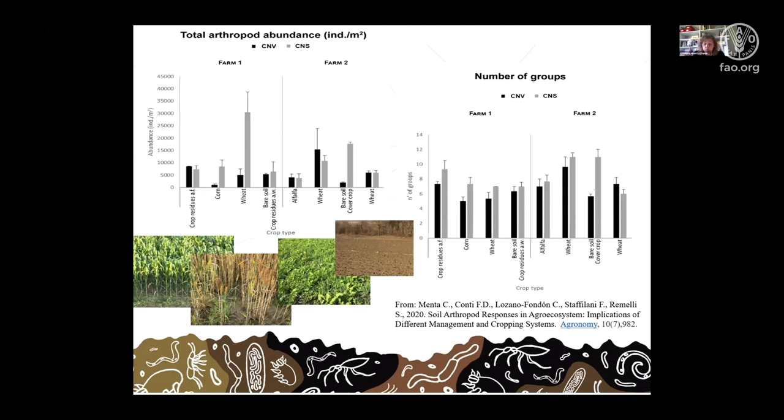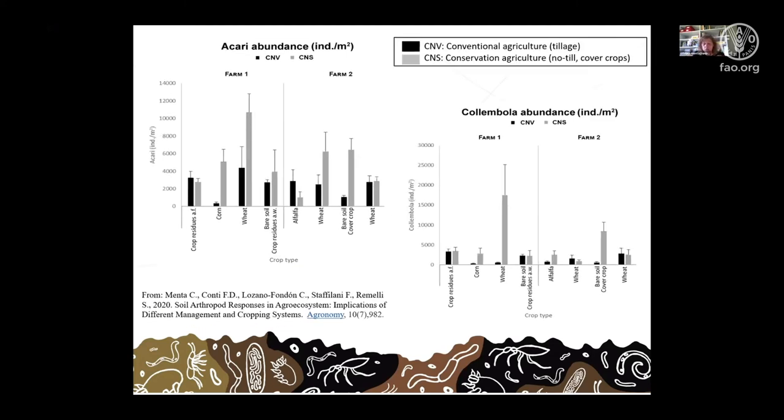And if we consider the number of groups, we obtain another suggestion. The number of groups was higher in conservation agriculture, and this highlights that sustainable practices can improve biodiversity considerably. And when we focus on specific groups of invertebrates, we can obtain different indications in relation to the sensitivity of the group. The first chart refers to mite abundance, and shows higher values in conservation agriculture compared to conventional for many crops. But for the Collembola, the results are not so clear, not so evident, showing that the two groups can give us different information on the impact of the two types of management.